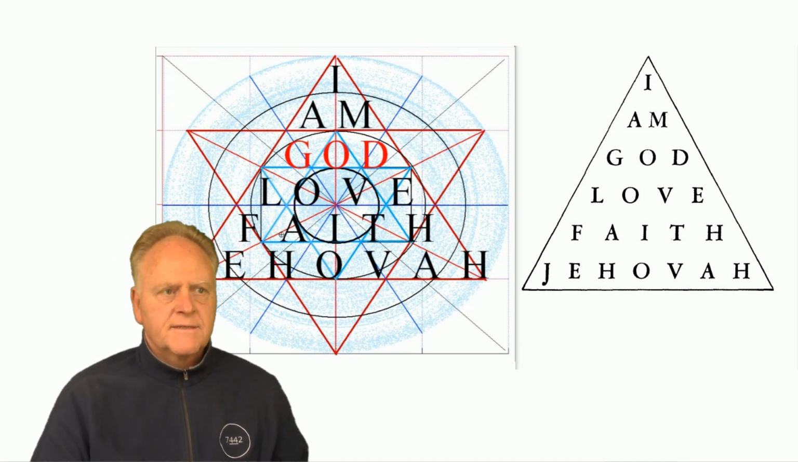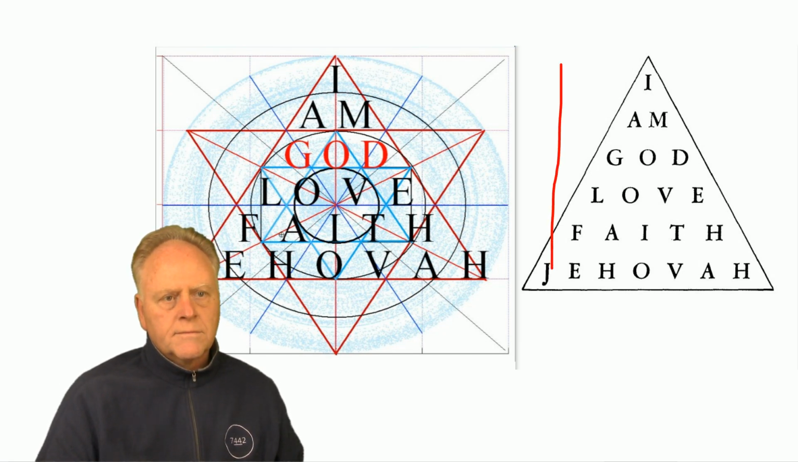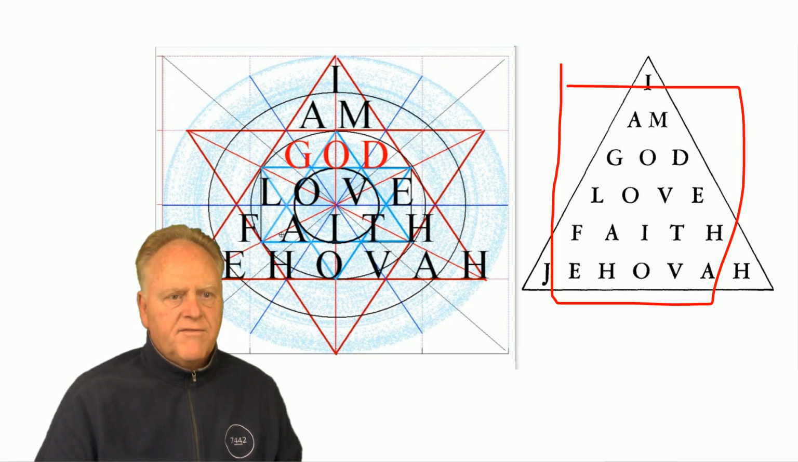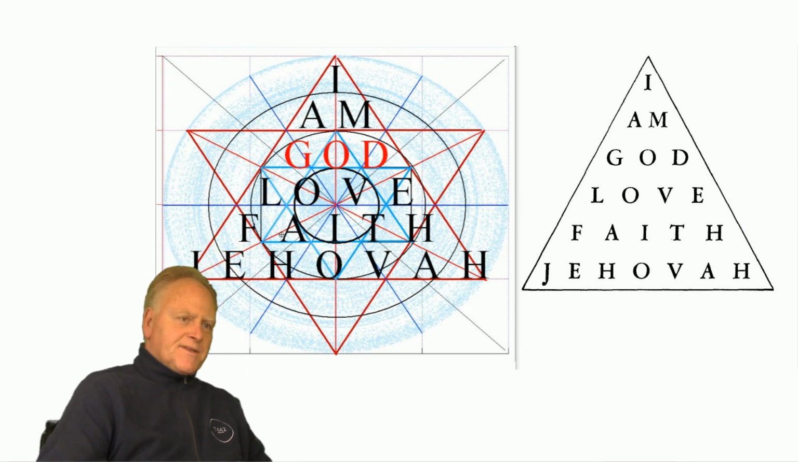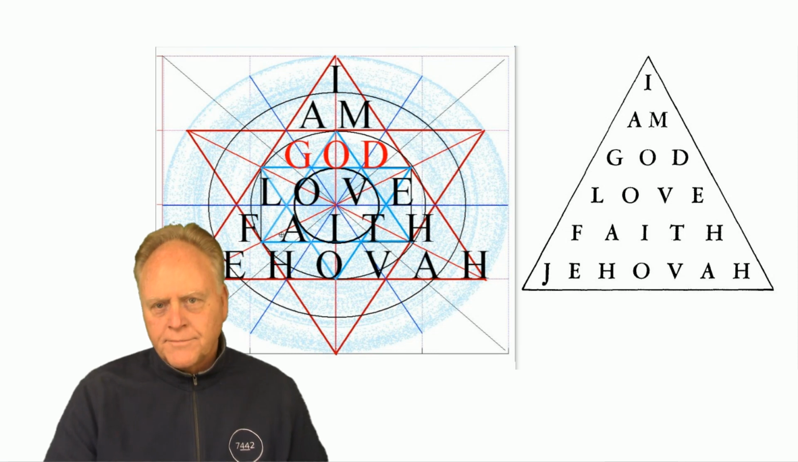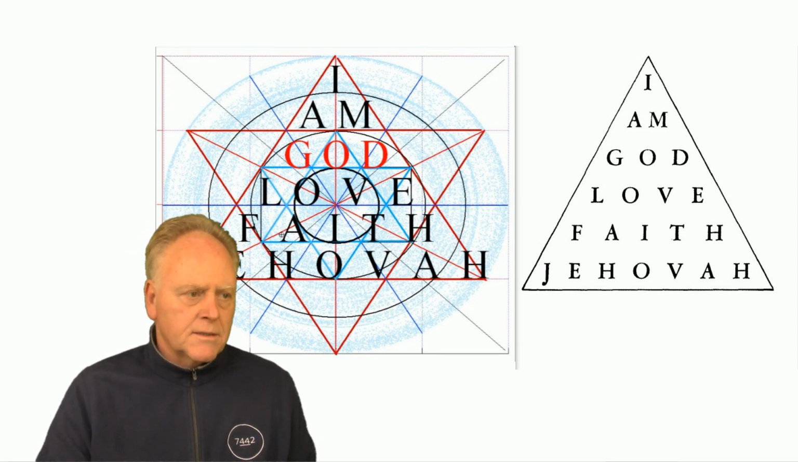In this case, I showed one of the broadcasts. This is from The Magic Word, one illustration: I am God, love, faith, Jehovah, Yah. And then I drew it on the spiral. So the real question is, is everything predetermined and governed by that spiral using light?